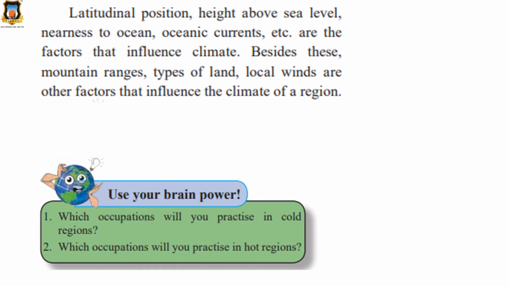Latitudinal position, height above sea level, nearness to the ocean, oceanic currents, etc. are the factors that influence climate. Okay, latitudinal position. On which latitude? 0-degree latitude, the equator, or the Tropic of Cancer or Tropic of Capricorn, or at the frigid zones, at the poles. So this is the latitudinal position. If your place is situated on this latitude, then it will differ, which means the climate will change.